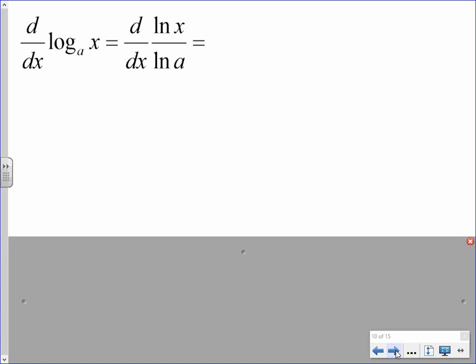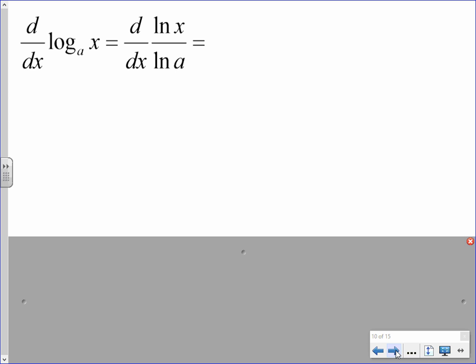So, we're going to take the derivative of log base a of x using that change of base formula. A is a constant, right? Log base 5, log base 10, log base 15. So the natural log of a, what is that? If a is a constant, the natural log of a is also going to be a constant, right? Are you with me? If a is a number, the natural log of a is something we can type in our calculator. It is a constant.